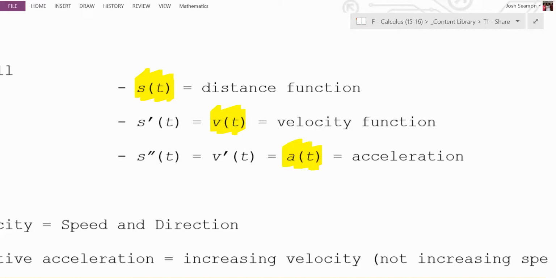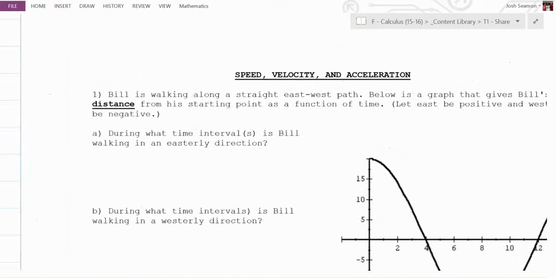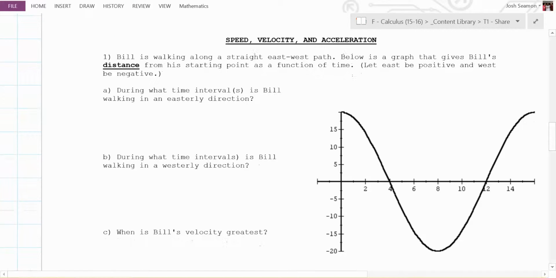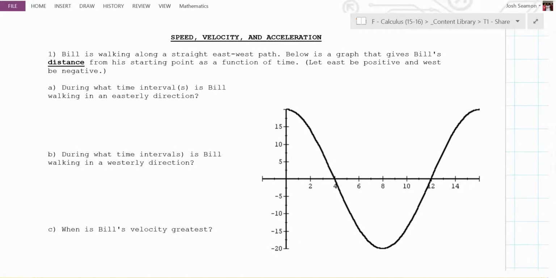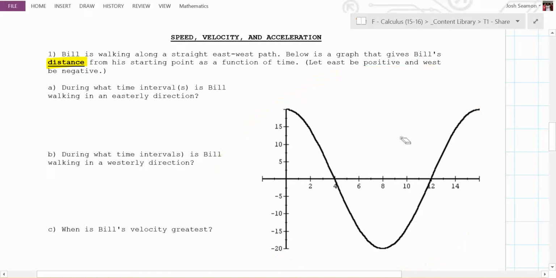So what does that mean? It means that we can answer questions like this. Bill is walking along a straight east-west path. Below is a graph that gives Bill's distance. I can't emphasize this enough. This entire question revolves around the fact that this graph is a graph of distance. If I change that to velocity, does it change all of these questions? Yes. If you misinterpret this, all of the questions get shifted. You have to be very careful about this.